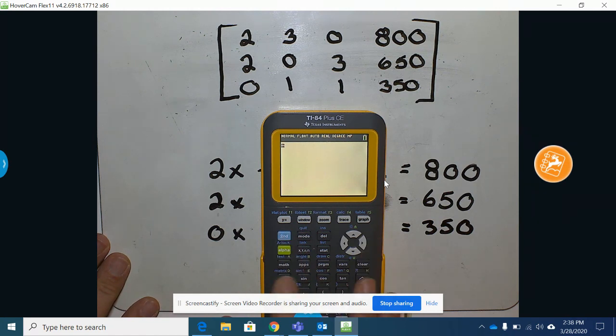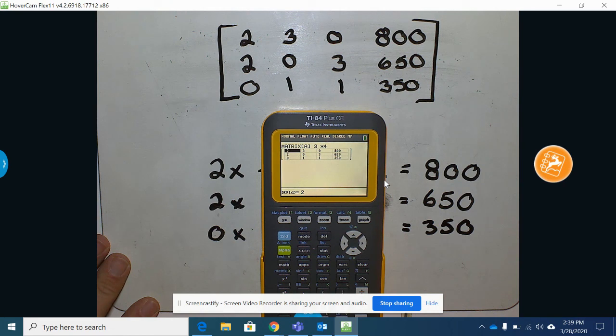If I go into my matrix menu, I want to edit a matrix. I'm choosing to put it in matrix A. As you can see, I have 4 different matrices in here, but I'm just going to overwrite A and use it. This is a 3x4, so I'm going to enter in what I see: 2, 3, 0, 800, 2, 0, 3, 650, 0, 1, 1, 350.